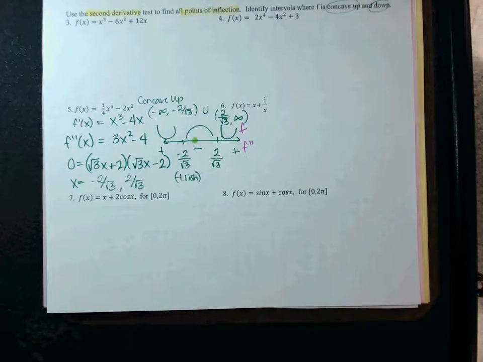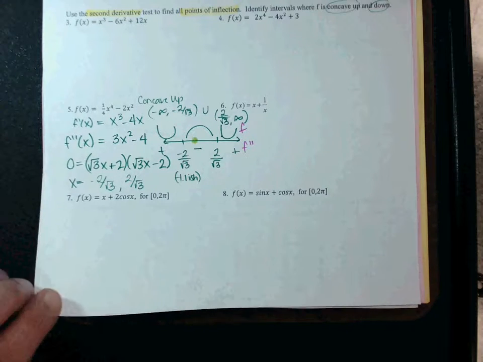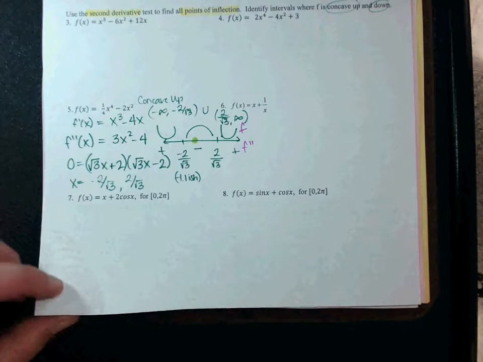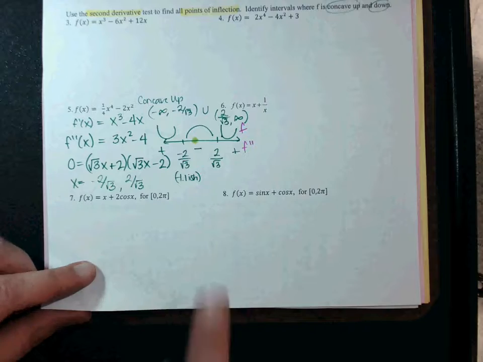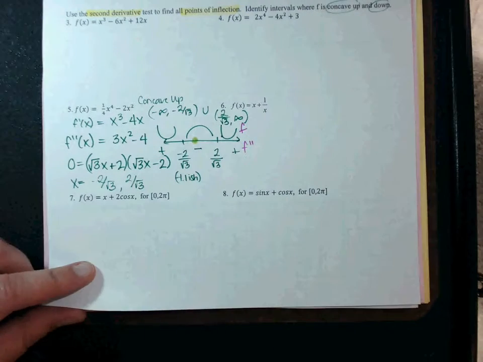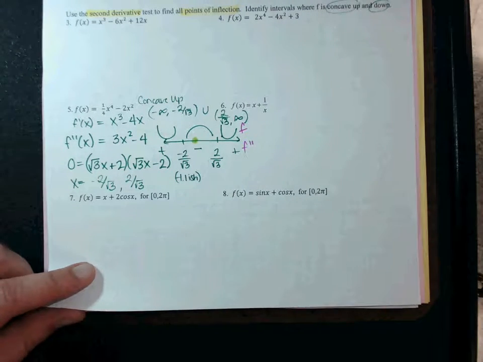Remember that your homework is just your ability to practice stuff. So if you do it a little bit differently, I'm not going to be super uptight about what that looks like. Does that kind of help answer your question? Okay, perfect. And the concave down would be that middle chunk between negative 2 over root 3 and 2 over root 3.